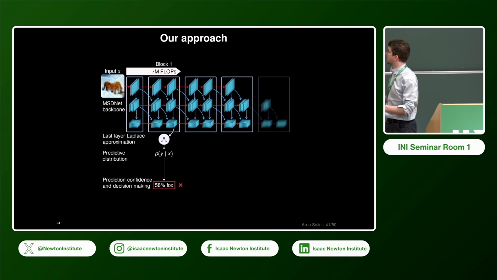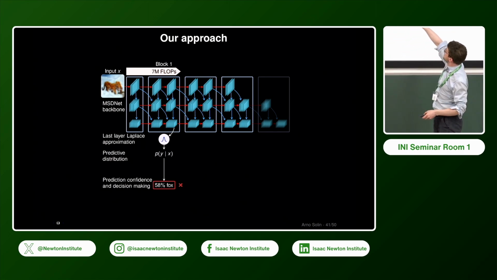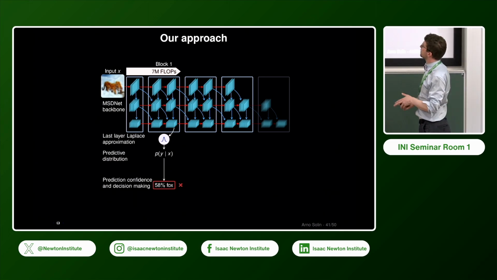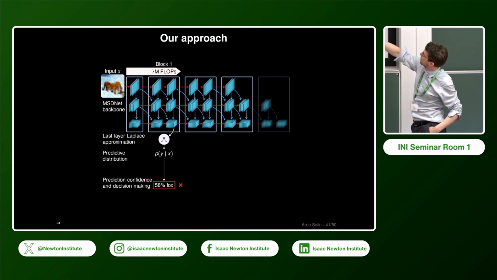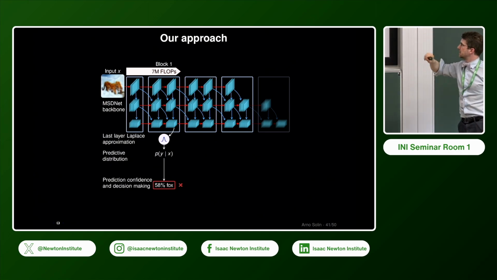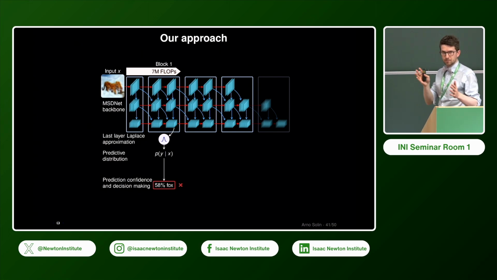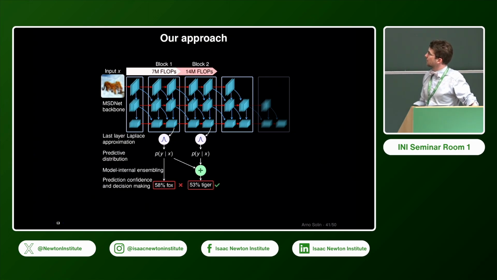So here's the basic setup. We use a so-called MSD-net backbone, and we have an input. It's that image up there, and the model consists of several blocks, where the first block consumes 7 million flops. And what we do is apply a post-hoc Laplace approximation here. We do it in a Kronecker factorized form to make the computational burden as small as possible. And then the model says that this is a fox with 58% confidence. And I know that it's not a fox. Also the model is so uncertain that we actually continue.